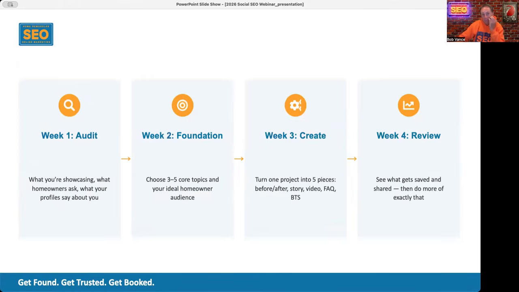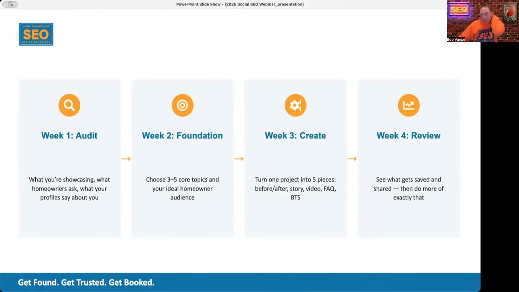So week one, you're auditing your current presence. You're looking honestly at what projects you're showcasing, what questions homeowners keep asking you, what your profiles currently communicate about who you are. That's something to really look at. Is all that pretty consistent on all your different profiles? Something to think about.